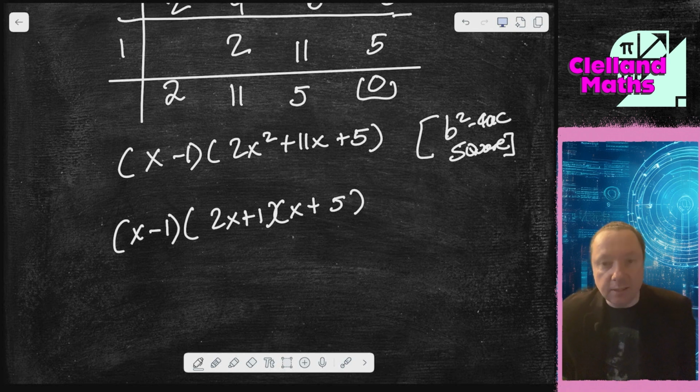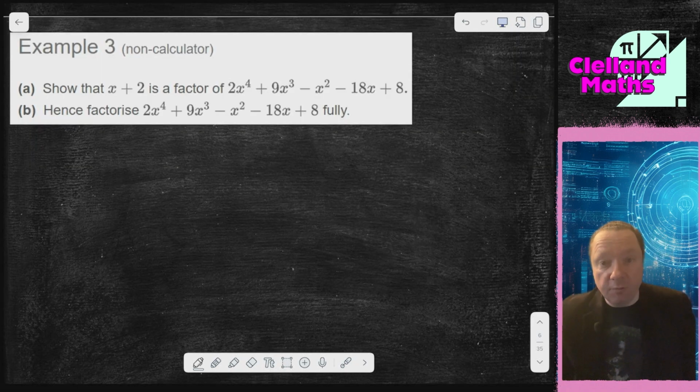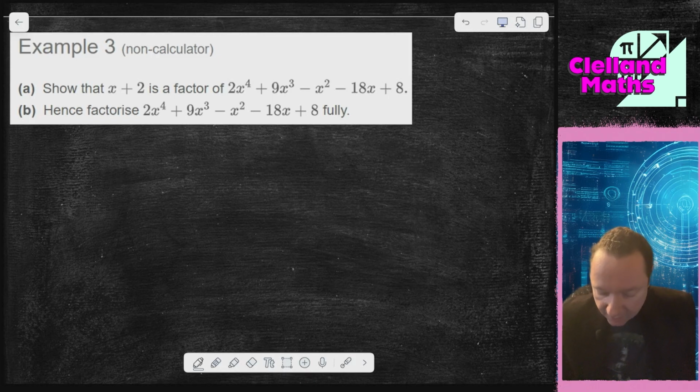If you need help with factorising, check with National 5 Maths, Example 3 on Quadratics and Polynomials Masterclass. Show that x plus 2 is a factor and then factorise it. So it's a fourth power one, so it's going to go down to a cube, which means we're going to have to guess one from the cube, which is unfortunate, but that's how it goes.